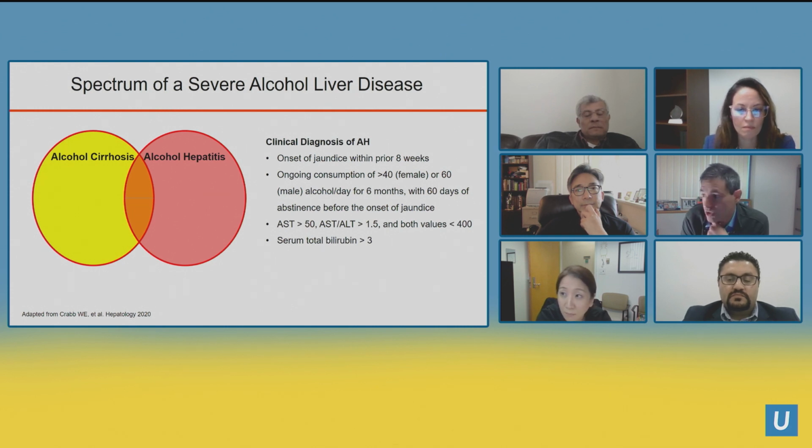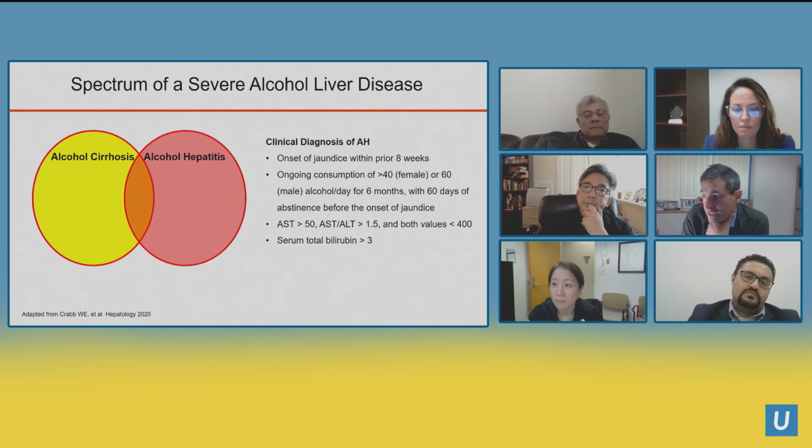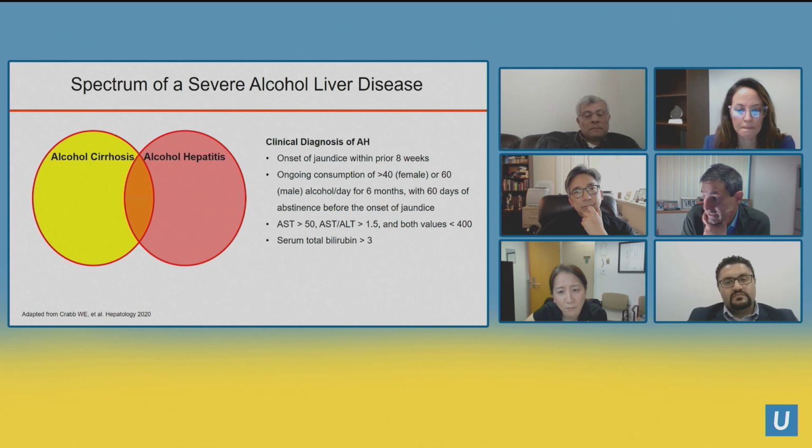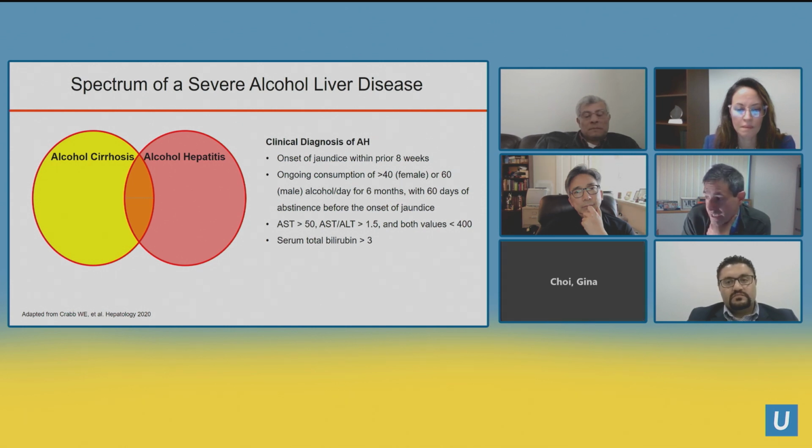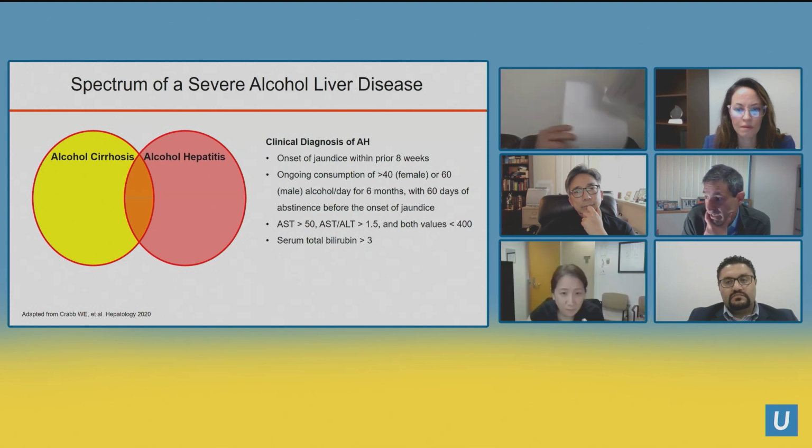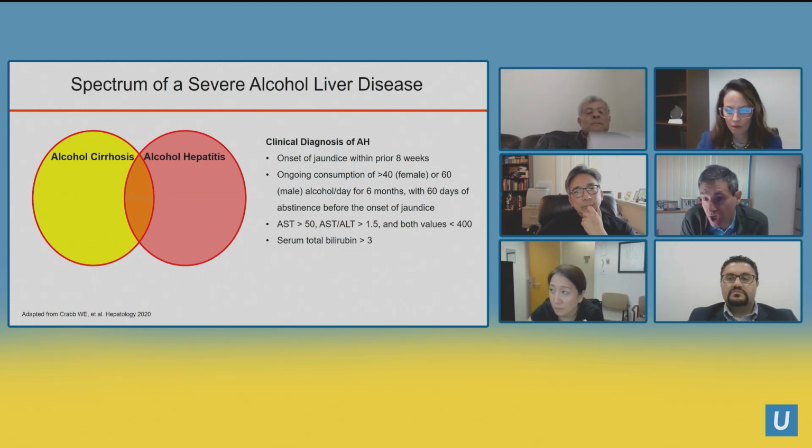put forth by ASOD. And it's listed here in these 4 bullet points that people need to have onset of jaundice within 8 weeks, alcohol consumption of at least 40 grams a day in a woman, 60 in a man, for 6 months, and 60 days of absence before the onset of jaundice. And in liver enzymes, and these are very strict definitions, AST more than 50, AST to ALT ratio more than 1.5, and both have to be less than 400.